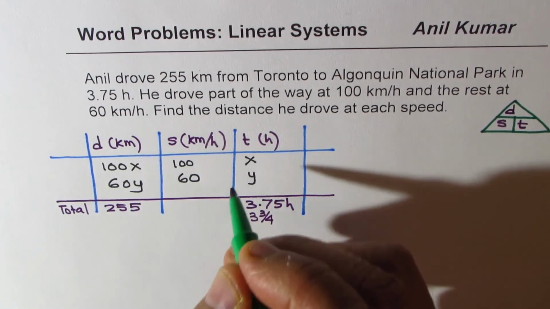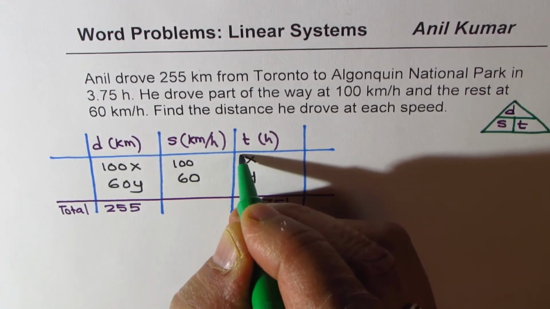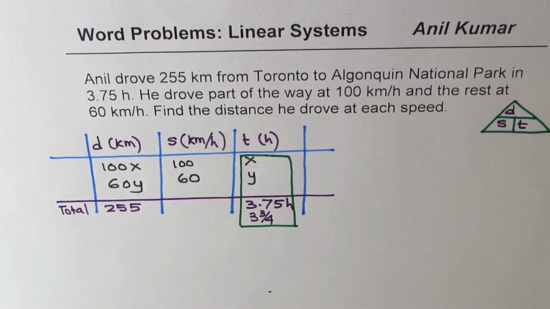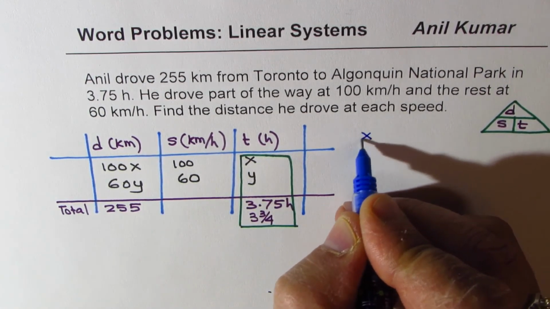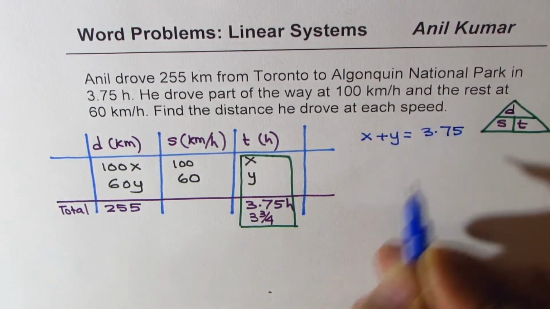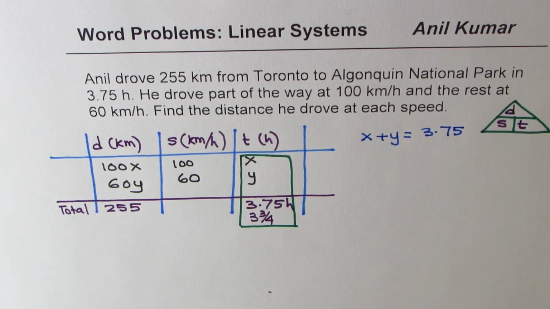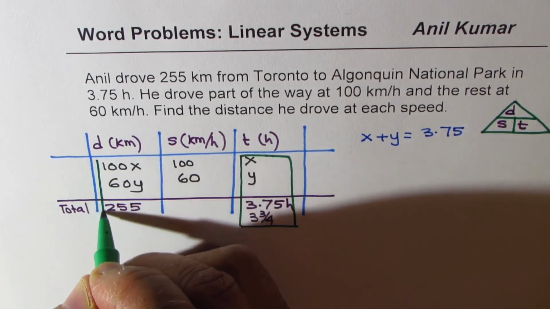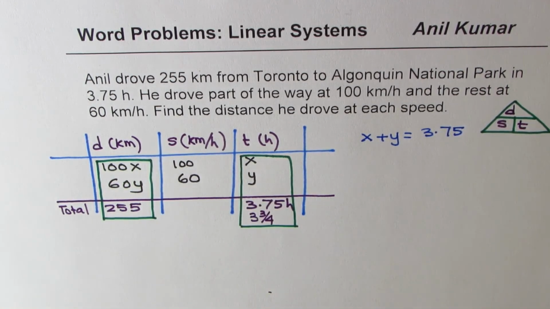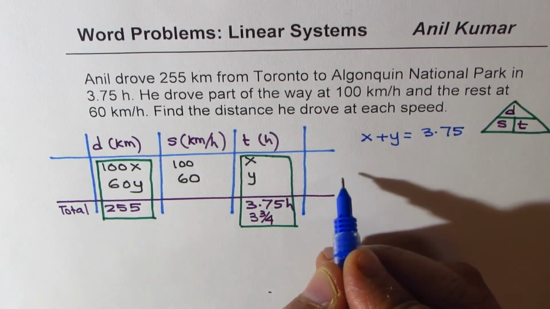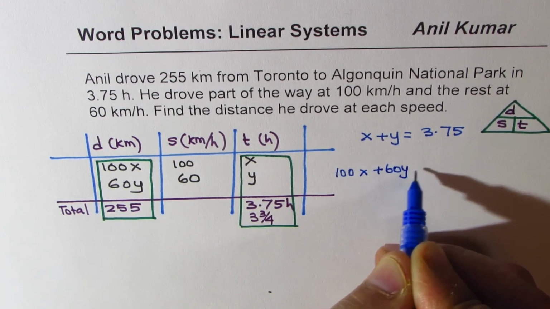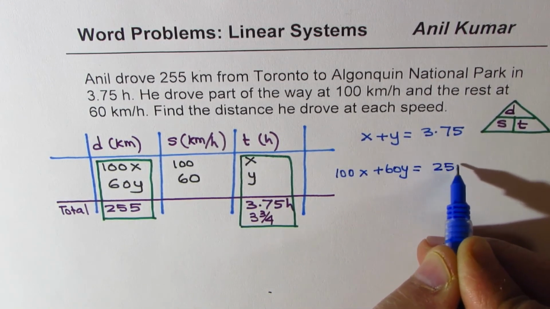One set of equation is right here, which tells you that total time is x plus y. So we could write one equation as x plus y equals 3.75. And the second equation which you get is right here, which is 100x plus 60y equals 255. Do you see that part?